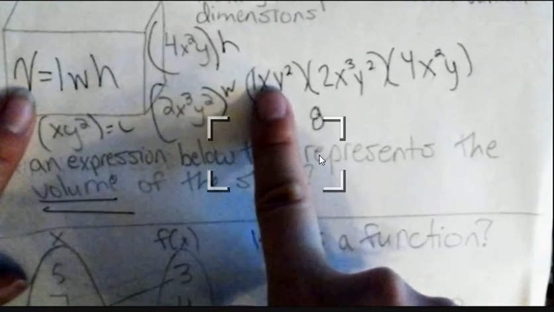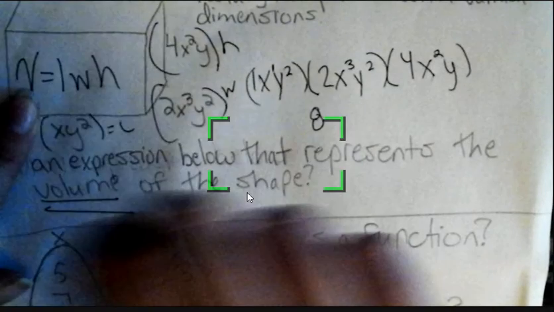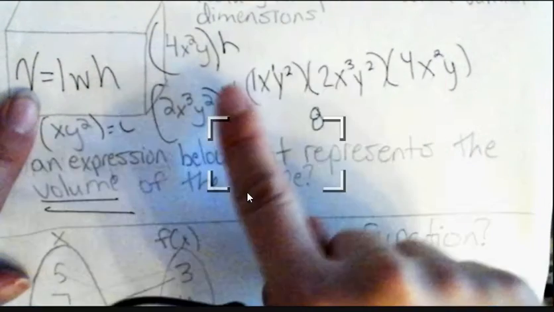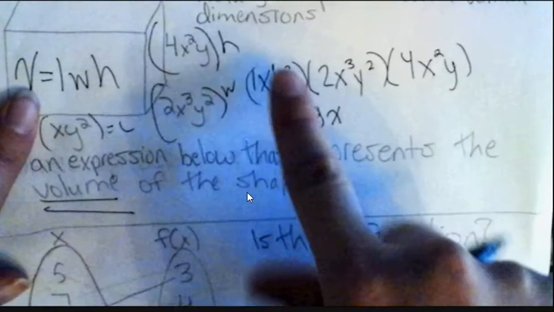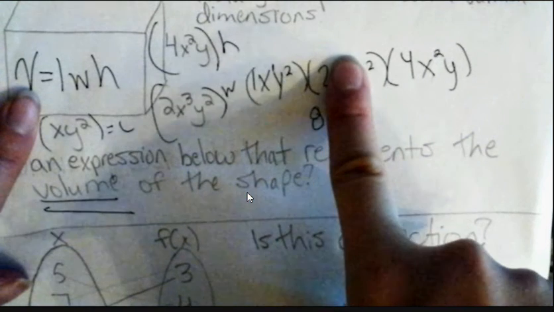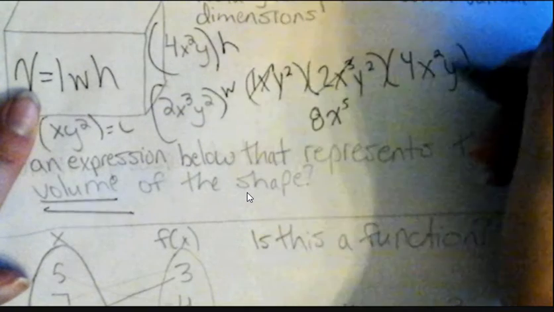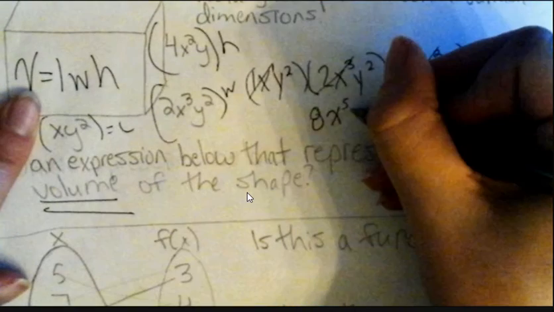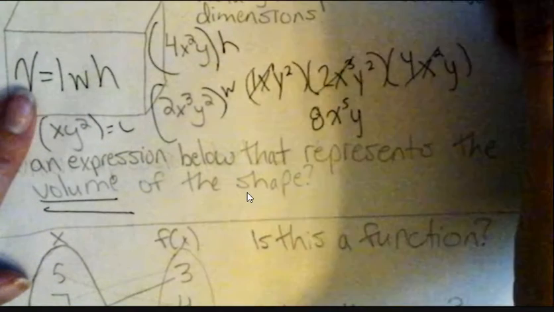And then I look at all the x's I have being multiplied together. So I have x, and this x would have an exponent of 1. x to the third, x to the second. When I'm multiplying with exponents, and I have the same base, I add. So this would be 1 plus 3 is 4, plus 2 is 5. So I did that. Now I have to worry about the y. Same thing. I'm going to add the exponents of all the y's. So 2 plus 2 is 4, plus 1 is 5.